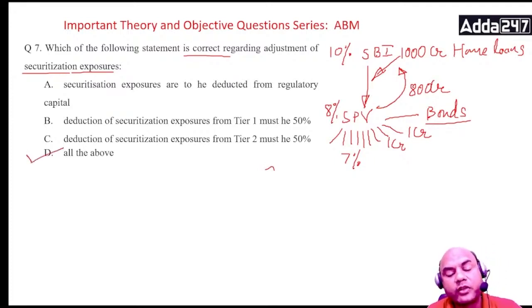It must be deducted from whichever capital you take. Tier 1 also 50% if you take it in tier 1, tier 2 also 50% if you take it in tier 2, and are to be deducted from the regulatory capital.